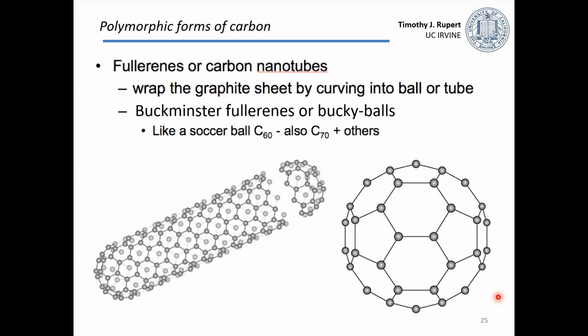And then the fullerenes and carbon nanotubes we talked about are just curved and warped versions of this. So if you curve those layered structures around, you can get buckyballs and carbon nanotubes.